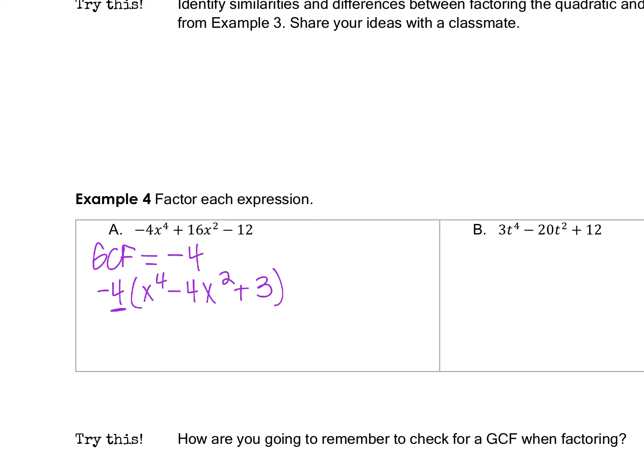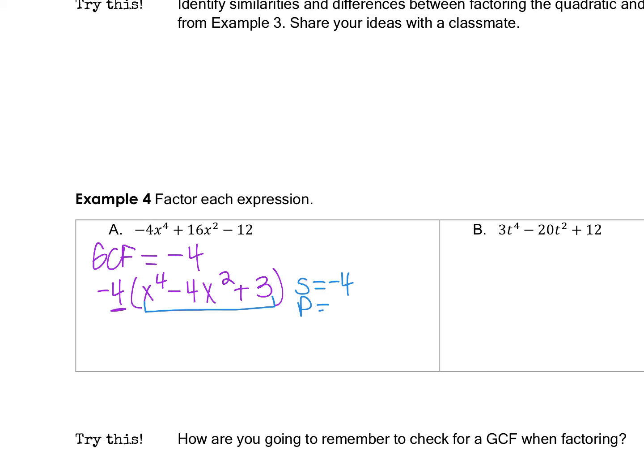Okay, so after I take out my greatest common factor, I need to look to see if I can continue on. So I took out a -4. Now I'm only paying attention to this inside piece. It is a trinomial, so I have to use sum and product. So the sum is -4, the middle number.